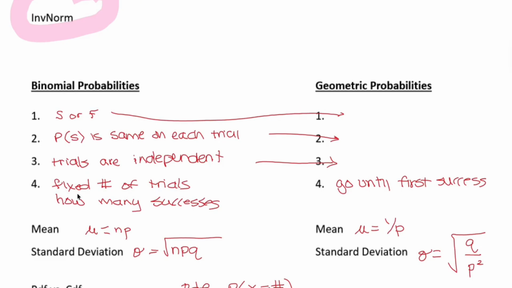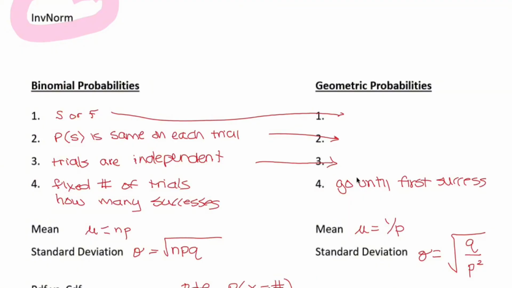For binomial, it's a fixed number of trials, or how many successes. So basically you're going to have a fixed number of trials for how many successes you will get. While on the other hand, for geometric, you will go until the first success. So see the difference between these two. Geometric is like you go all the way till you hit the first success. Well, when is the first success?